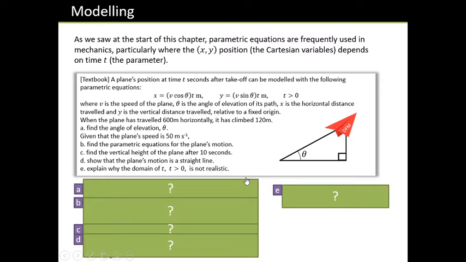A plane's position at time t seconds after takeoff can be modelled with the following parametric equations. x is equal to v cos theta t meters, and y is v sin theta t meters, where t is greater than 0. Also told v is the speed of the plane, theta is the angle of elevation of its path, and x is the horizontal distance travelled, and y is the vertical distance travelled, relative to a fixed origin. When the plane has travelled 600 metres horizontally, it has climbed 120 metres.